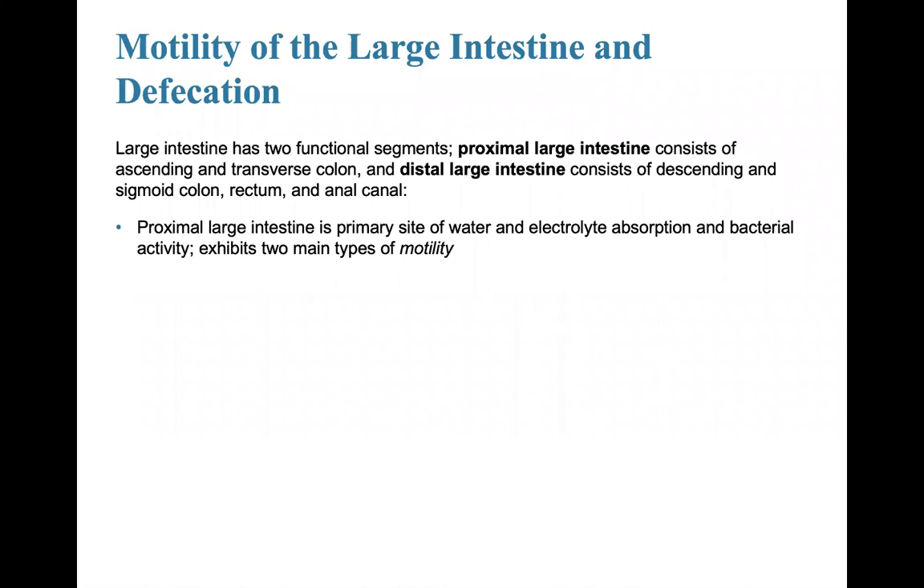The large intestines has two functional segments: the proximal large intestines, which consists of the ascending and transverse colon, and the distal large intestines, which consists of the descending and sigmoid colon, rectum, and anal canal. The proximal large intestines is the primary site of water and electrolyte absorption and bacterial activity, and this exhibits two types of motility.